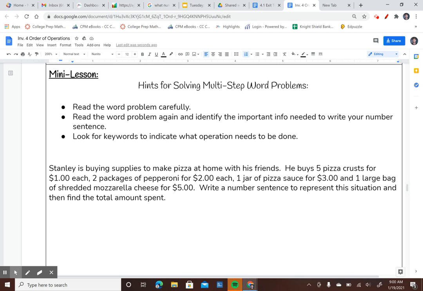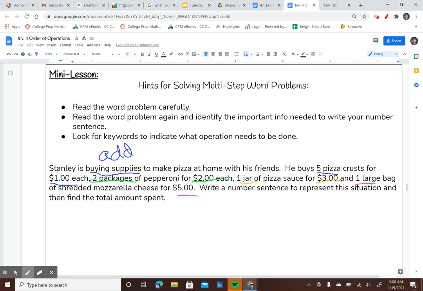So let's go ahead and take a look at the first problem. It says Stanley is buying supplies. So here I think we're going to add. Is he spending money to make pizza at home with his friends? He buys 5 pizza crusts for $1 each. He buys 2 packages of pepperoni for $2 each. He buys 1 jar of pizza sauce for $3 and 1 large bag of mozzarella for $5. So write a number sentence to represent the situation and then find the total amount spent.